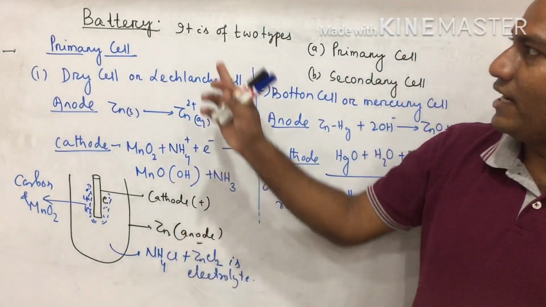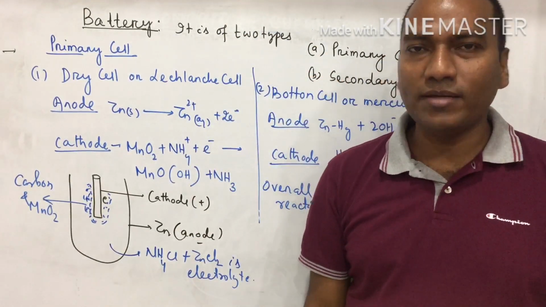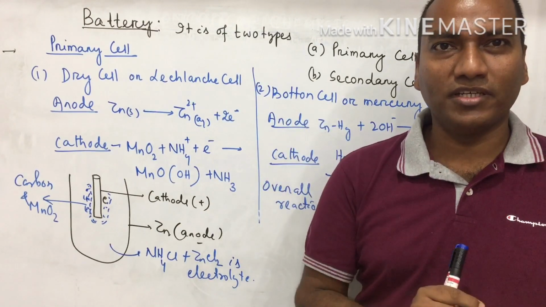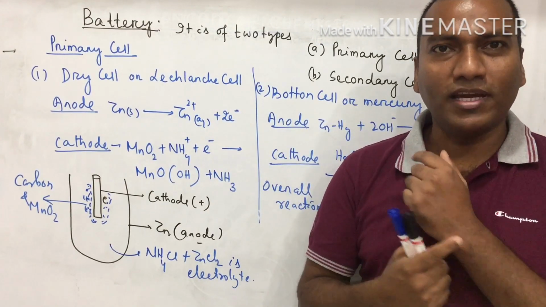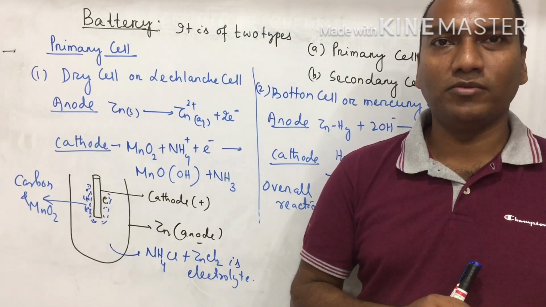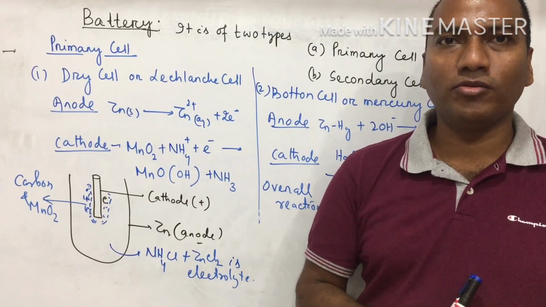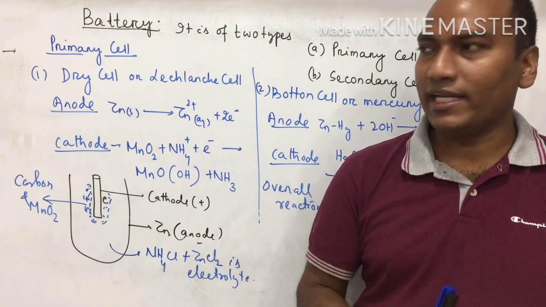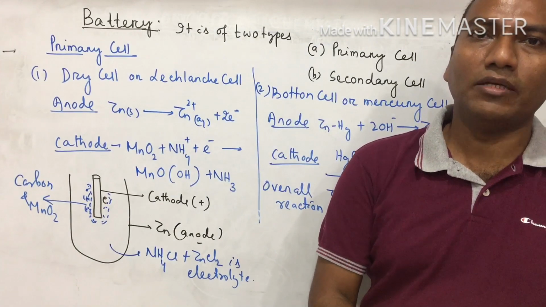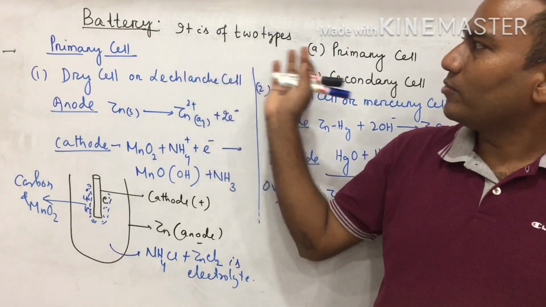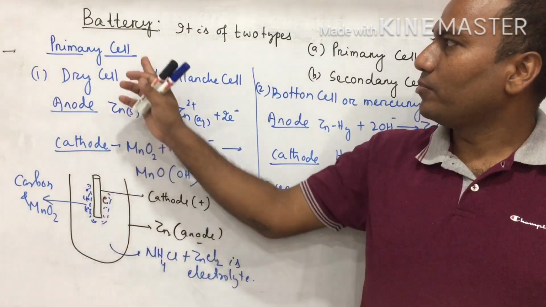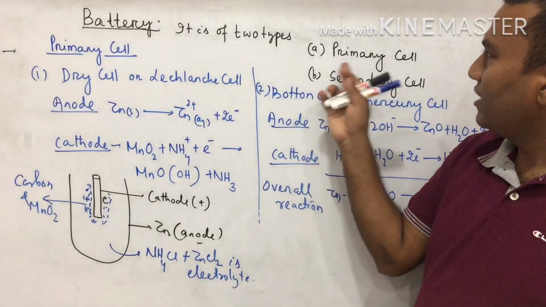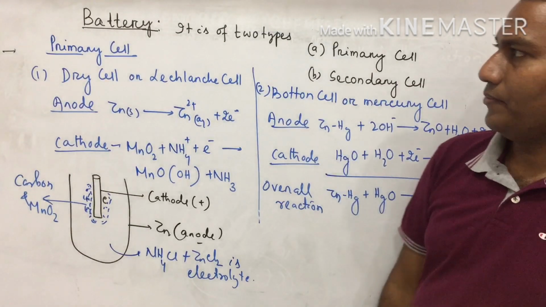So these batteries are of how many types? Batteries are of two types. Suppose we are using a mobile battery. Yes or no? Wristwatch battery, camera battery, video game battery, then car battery, bus and truck battery. So we are using different types of batteries. These batteries are actually of two types: one is called a primary cell and another one is called a secondary cell.